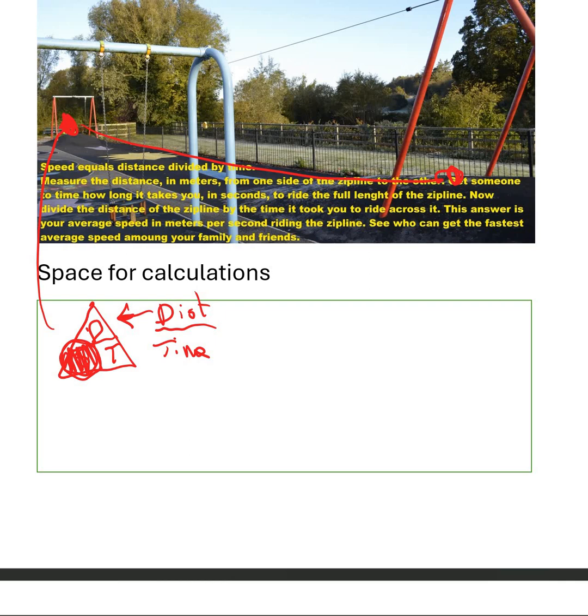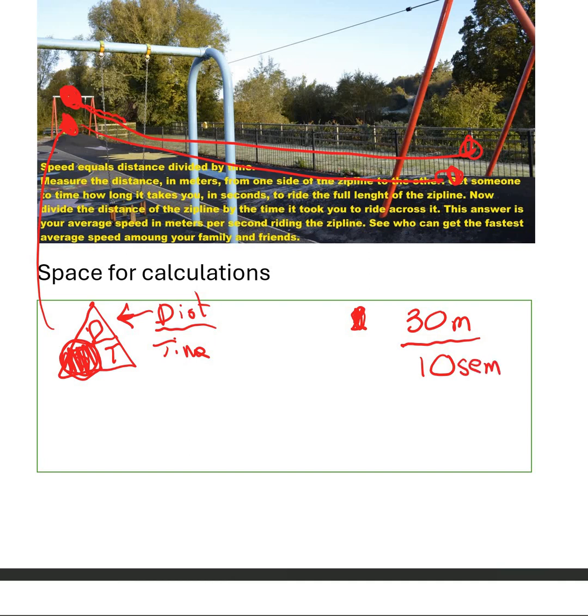Whatever that distance is, you're going to put it on the top of the fraction. So I don't know what it is, but let's just say it's 30 meters. Then you're going to get your stopwatch. And you're going to start over here on the zipline. And you're going to go, and you're going to get someone to time you. So how long it takes you to get from here to over here. And let's say it takes you 10 seconds.